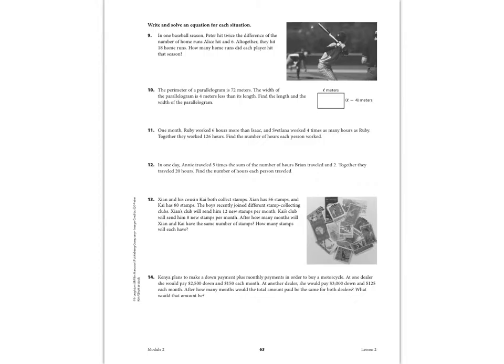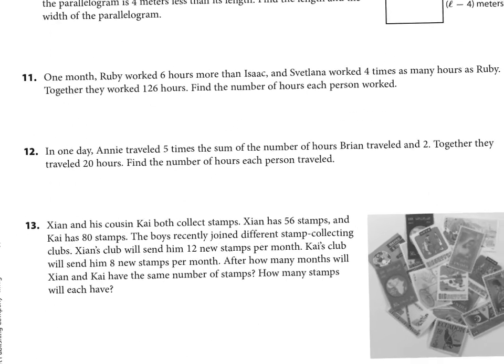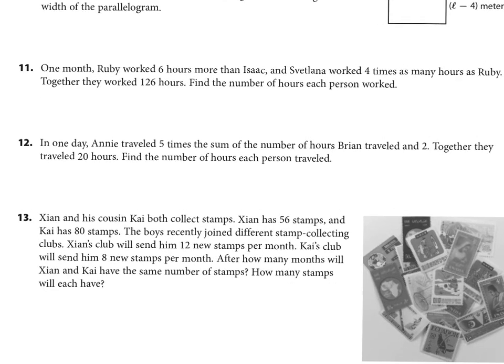Alright, let's get a little bit more complex here. Let's go to problem number 11. It says one month, Ruby worked 6 hours more than Isaac. Svetlana worked 4 times as many hours as Ruby. Together they worked 126 hours. Find the number of hours. So this becomes more difficult because we're talking about 3 different people: Ruby, Isaac, and Svetlana.